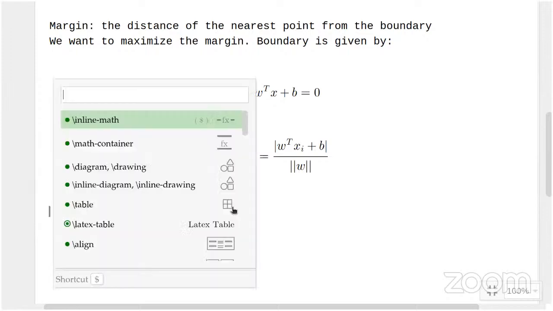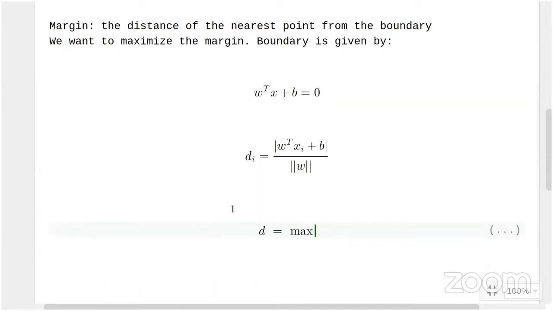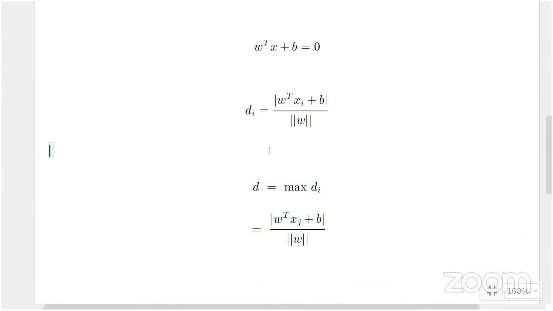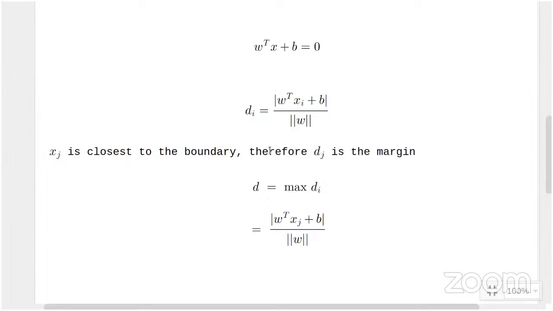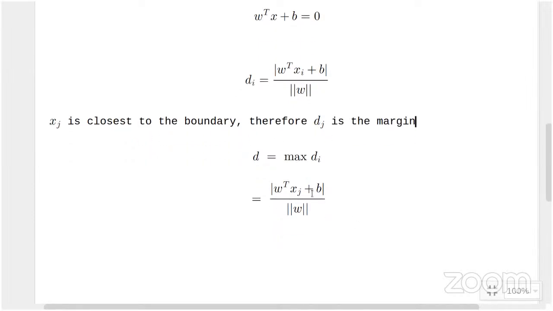Now the margin is nothing but the minimum of these distances, right? So assume that there is some point, say xj, for which this distance is the smallest. Let's call that point xj, and just add it here. Xj is closest to the boundary, and therefore dj is the margin. So your margin comes down to an expression like this.